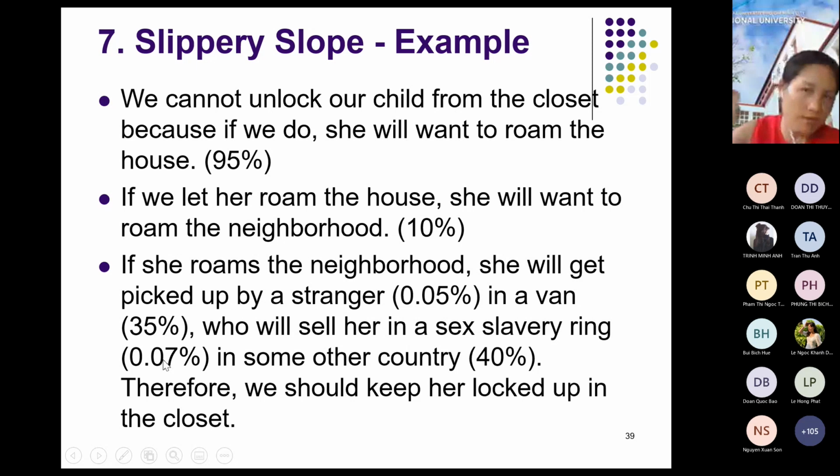So anyway, we are trying to support this so that we will avoid the slippery slope. But of course, whether you can support it or not depends very much on your backup information. So therefore we should keep her in the closet. This could happen. We have the argument of hypothetical syllogism, if-then, if-then. So if we make if-then statements without sufficient evidence, then our argument is not so good, isn't it? So it may fall into the slippery slope fallacy. Okay, that is number 7.